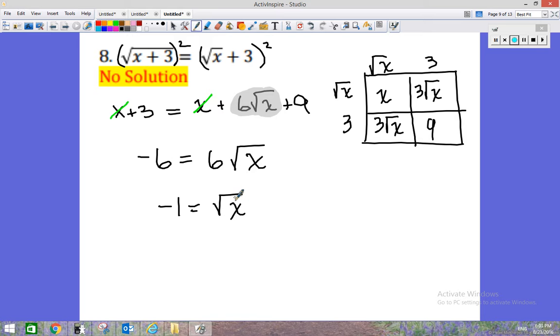This principal square root is defined to be the positive square root. So the smallest it could ever be is 0. This is going to be 0 or positive. A principal square root is never going to be negative, and that's why it's no solution, or no real solution. We can't find a value of x that's a real number that will satisfy this equation.